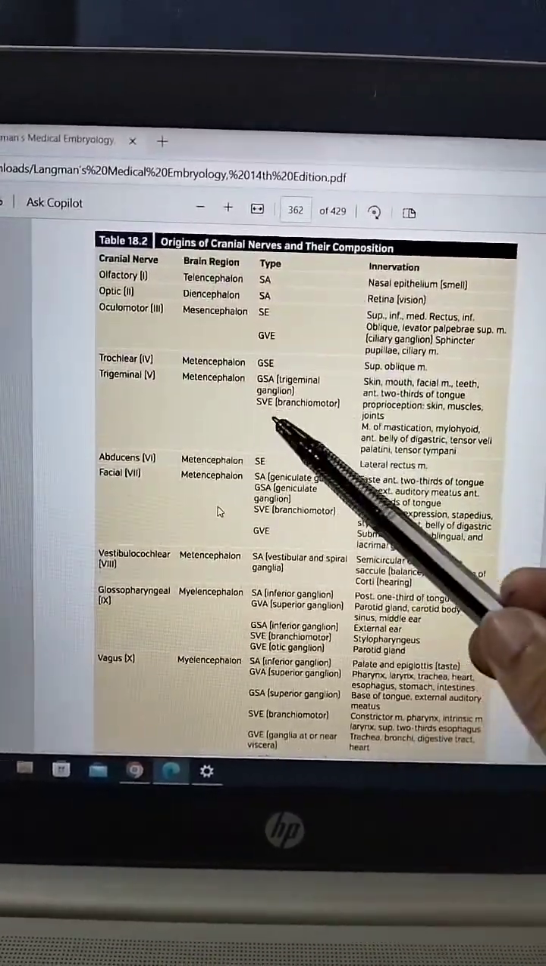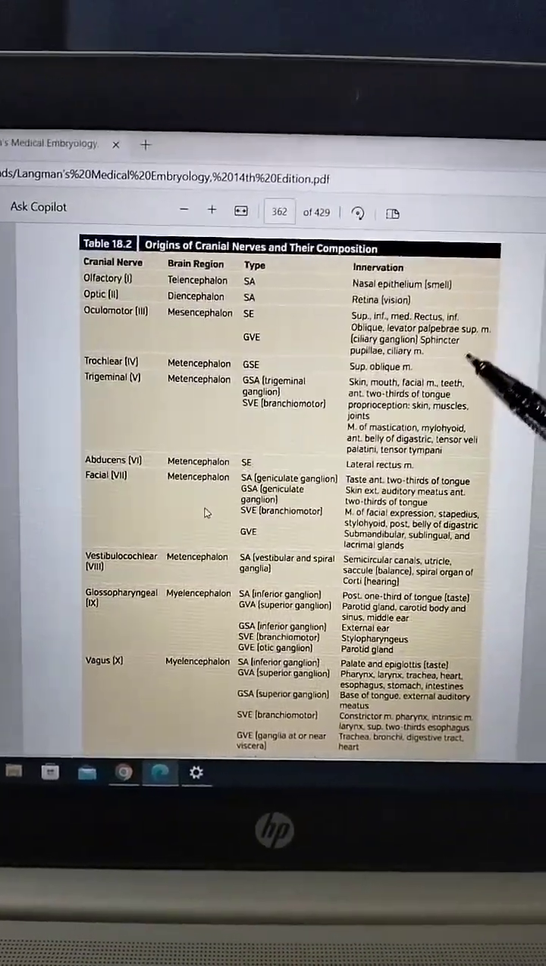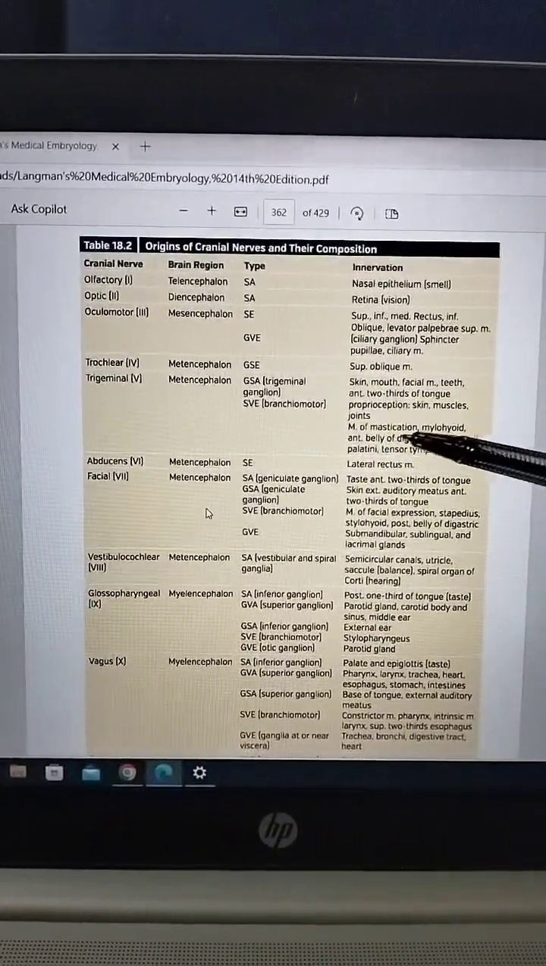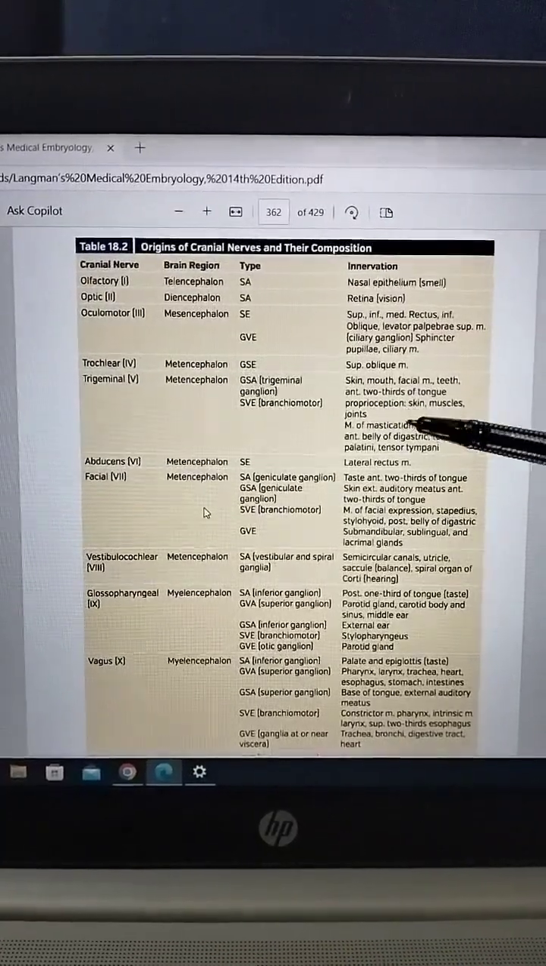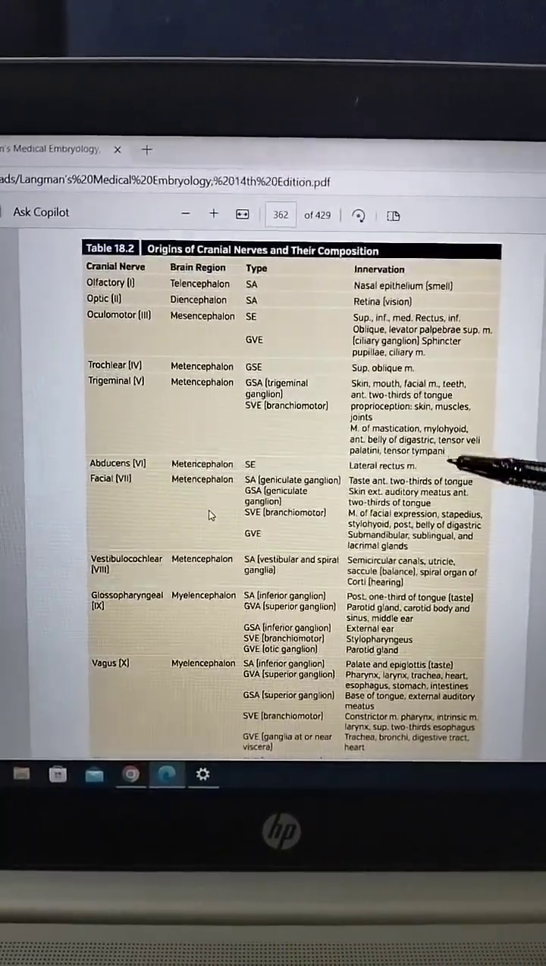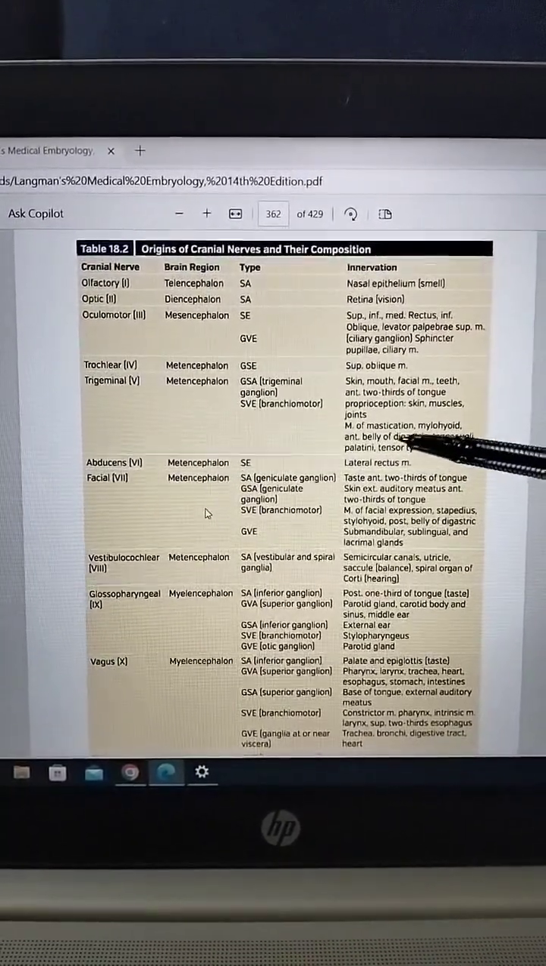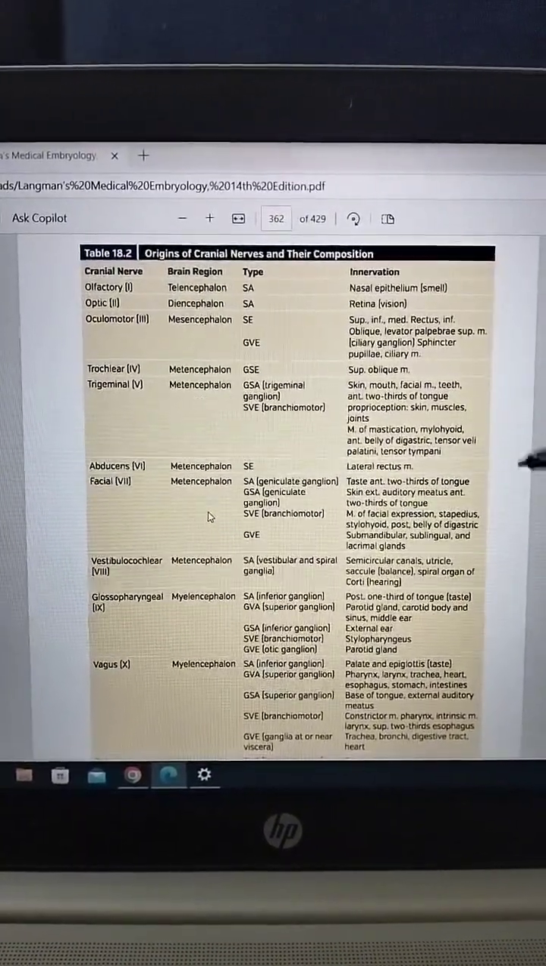And the special visceral efferent is for the facial senses. So here, what is the special sense? It is the chewing sense. So it is going to supply the muscles of mastication, the mylohyoid, the tensor veli palatini, tensor tympani, and the anterior belly of the digastric. The mnemonic for this is MMTTD.